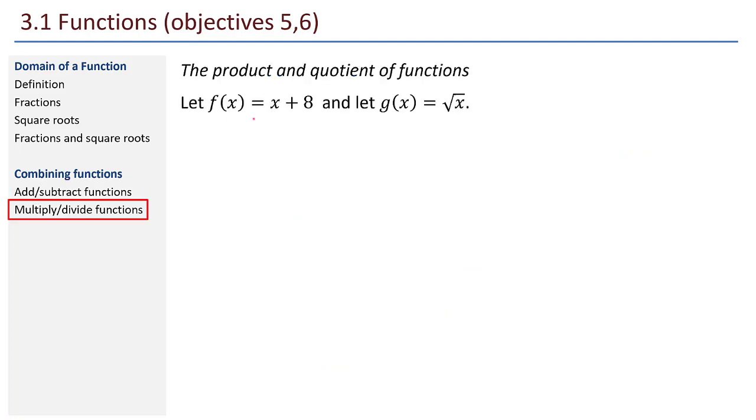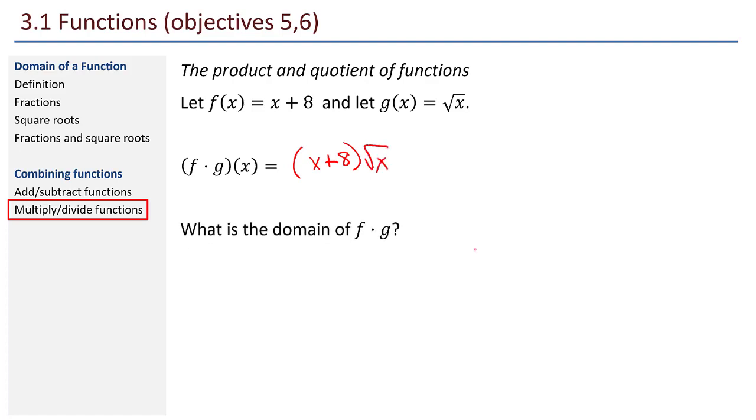So how about this? F of x equals x plus 8. G of x equals the square root of x. F dot g, that means product. So f times g of x is really just the product, x plus 8 times the square root of x. And I'll just leave it like that.